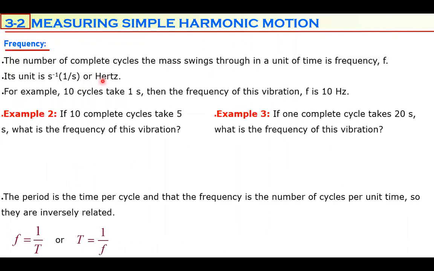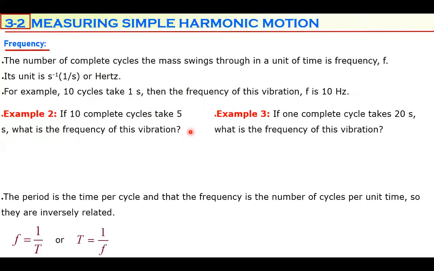Frequency is the inverse of period. It is the number of complete cycles the mass swings through in a unit time, in 1 second. This is called frequency. Its unit is second to the negative 1, or 1 over second. Sometimes it's called hertz. For example, if there are 10 cycles in 1 second, then the frequency of this vibration will be 10, because the number of cycles in 1 second is the definition of frequency.